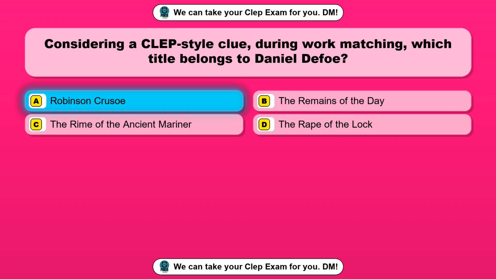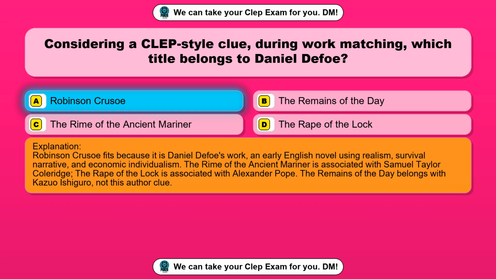Robinson Crusoe. Robinson Crusoe fits because it is Daniel Defoe's work, an early English novel using realism, survival narrative, and economic individualism. The Rime of the Ancient Mariner is associated with Samuel Taylor Coleridge. The Rape of the Lock is associated with Alexander Pope. The Remains of the Day belongs with Kazuo Ishiguro, not this author clue.